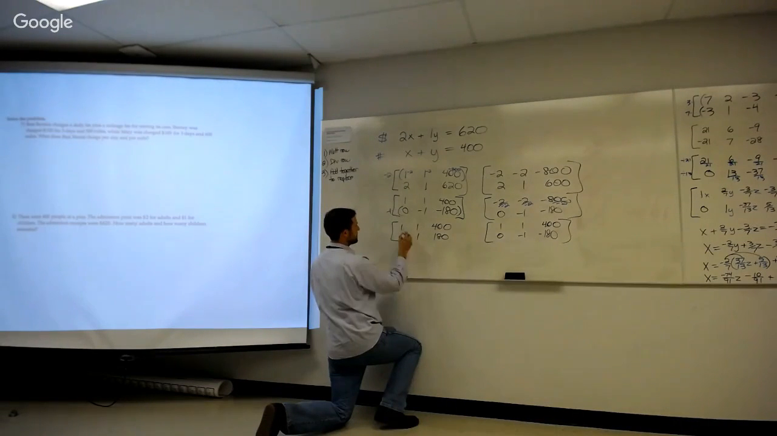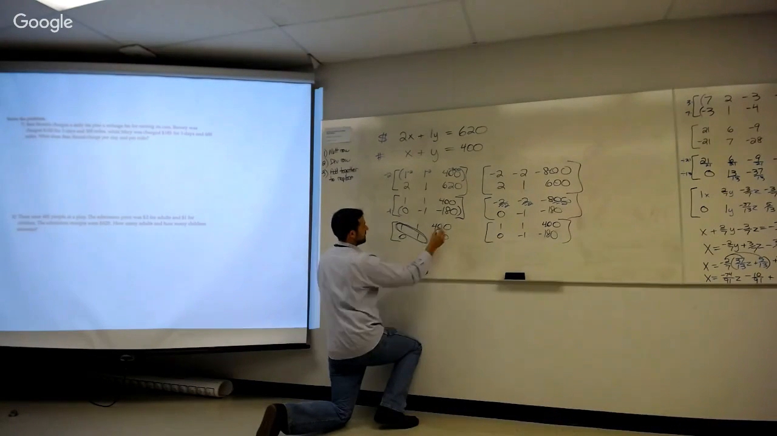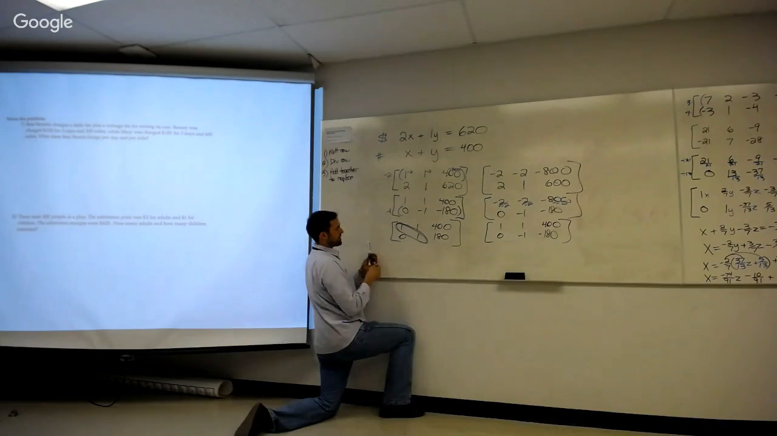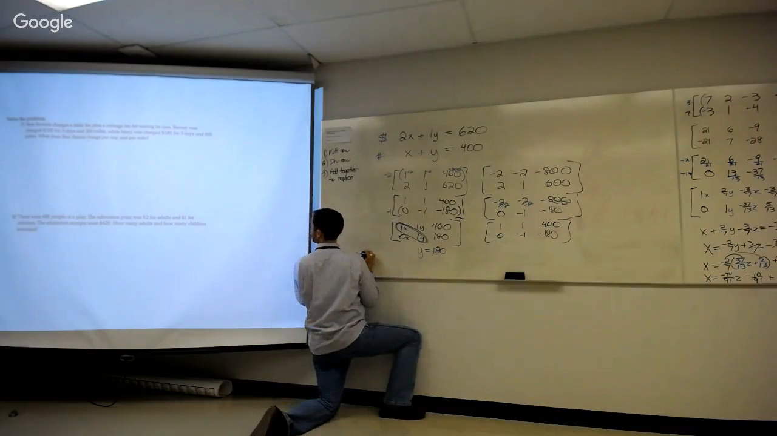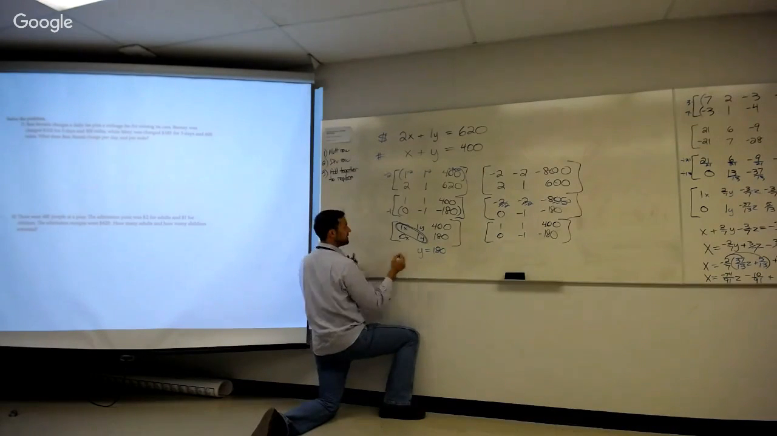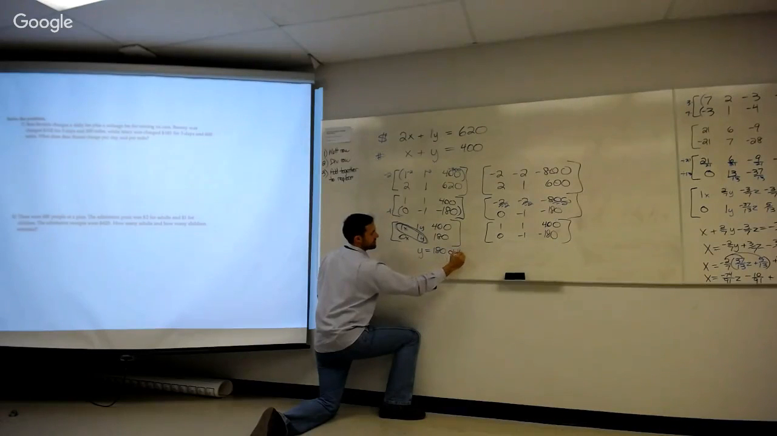Are we in echelon form? Yes, we are. We are in echelon form, and unlike that previous terrible, terrible problem with all of those fractions, do we have any fractions here? No. But let's remind ourselves, what were our variables? This was x and y. So what's the one thing we already know? y is equal to 180. And therefore, there were what? 180 children.